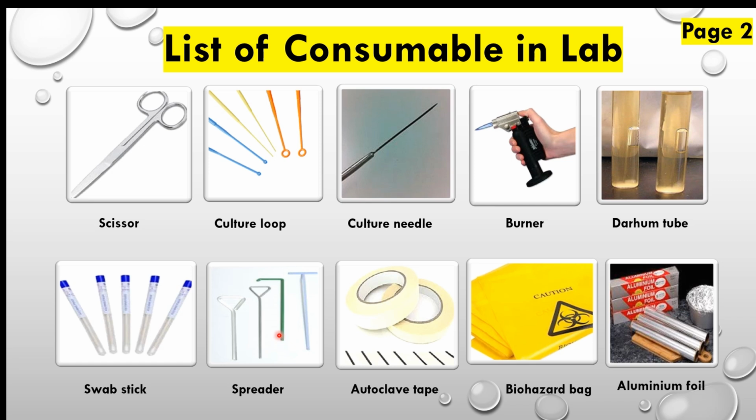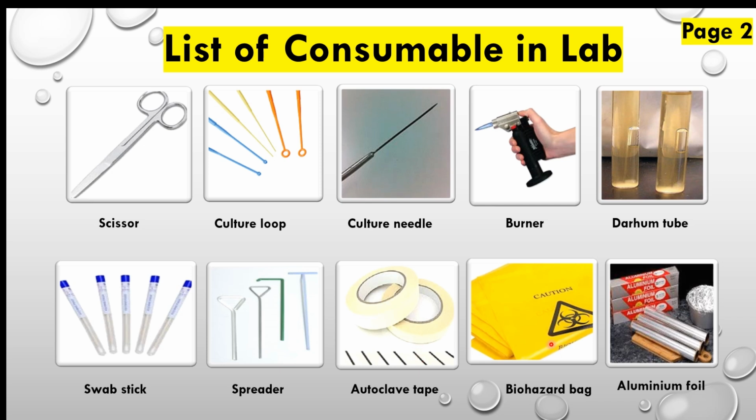Spreaders. As we already know, ISO methods are based upon two techniques, pour plate and spread plates. When we go for spread plates, a spreader is required. We will use glass ones and also disposable ones. Autoclave tape is used for autoclave verification, to see whether the autoclave cycle is completed perfectly or not.